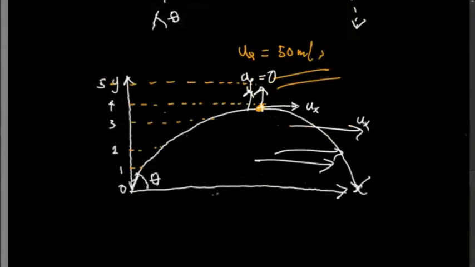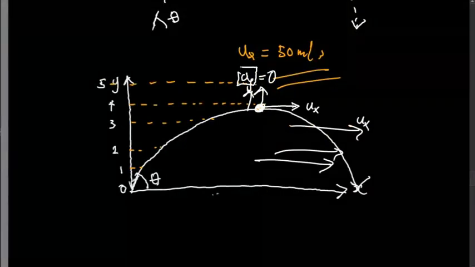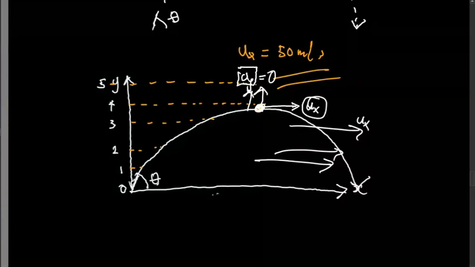So when they say calculate the velocity or the speed of the object at maximum height, you should know that there's no vertical component, there's just only the horizontal component. And that is given in our question as 50 meters per second. What's the formula for the horizontal component? Ux is equal to U cos theta.